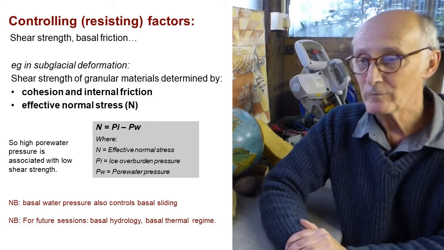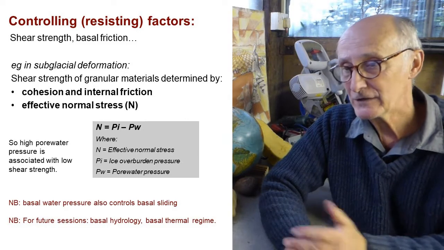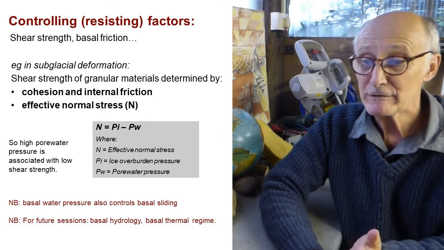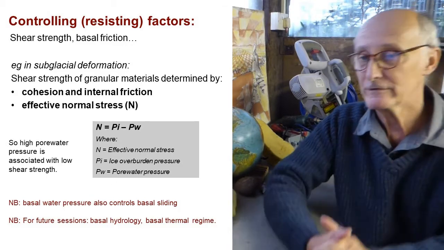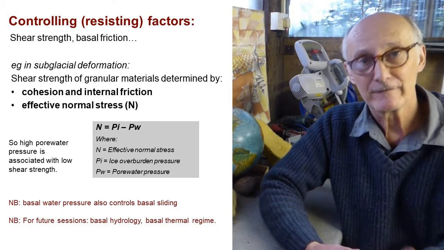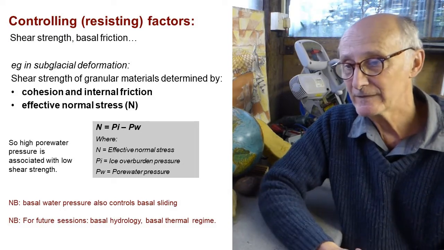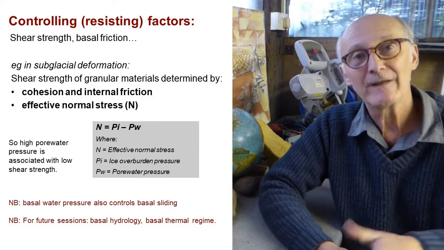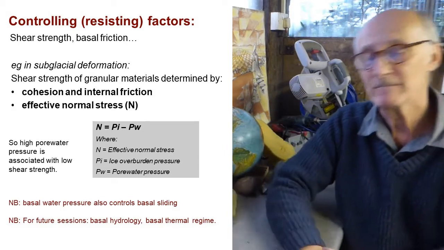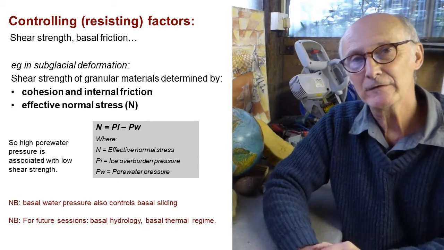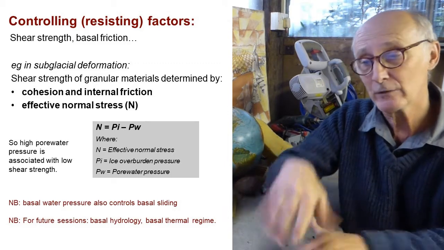For example, in your last session with Dr. Waller, you were talking about subglacial deformation, and you will understand now, on the basis of that session and your reading around it, that the shear strength, the ability of a material to resist that shear stress, depends on factors such as cohesion and internal friction within the sediment. And it also depends on the effective normal stress. The normal stress, the vertical stress, the overburden pressure, and the word effective in front of that means that we're taking account of water pressure, which compensates for that overburden.